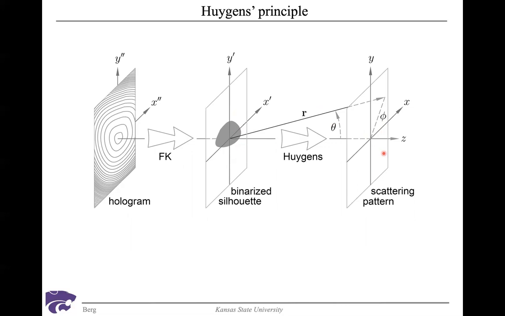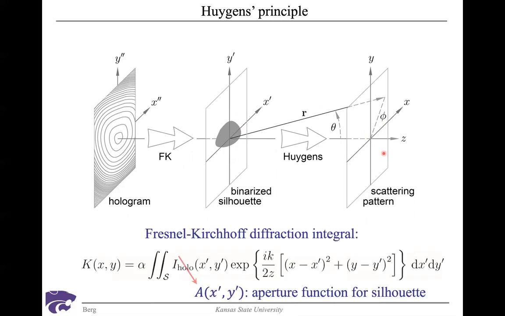In this case, then, we just take the Fresnel-Kirchhoff diffraction integral again here for this later step, and instead of inserting the contrast hologram in the integrand, we put the aperture function representing the binarized silhouette of the particle obtained from the hologram.